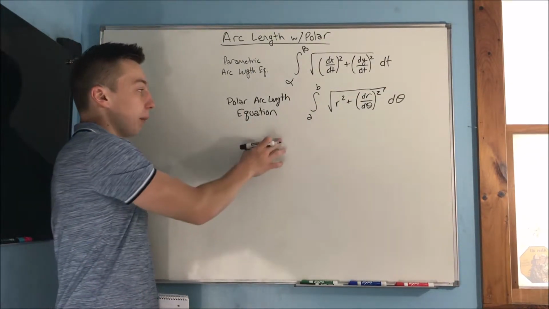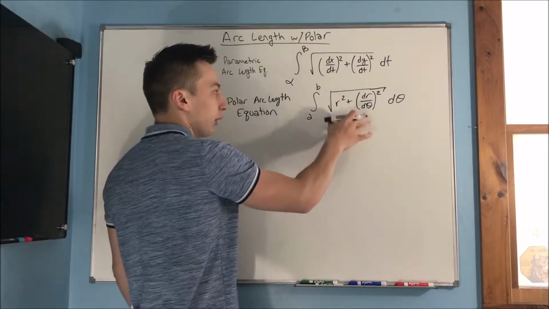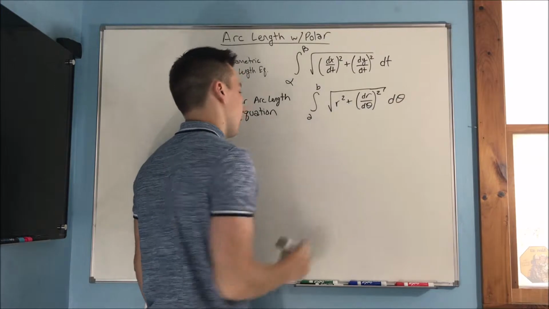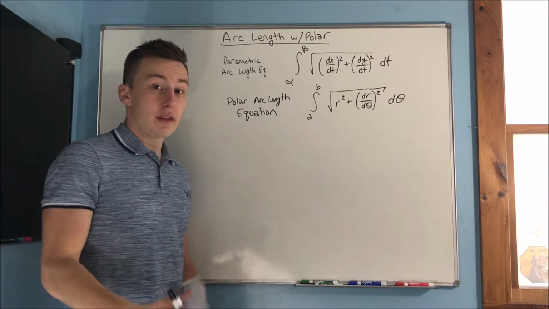So here is our polar arc length equation. We get the integral from a to b of the square root of r squared plus (dr/d theta) squared d theta. Alright, so using this, now we can find the arc length of something.